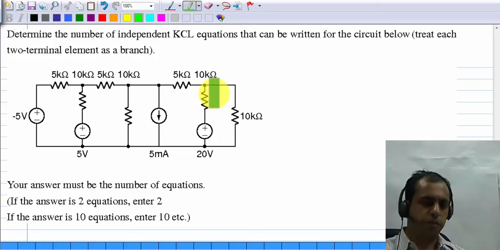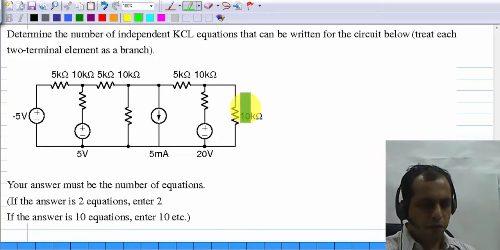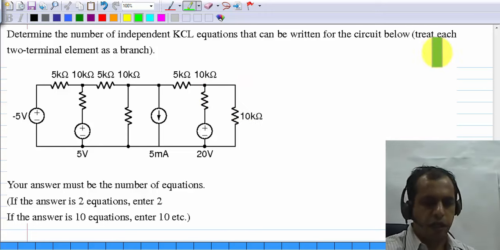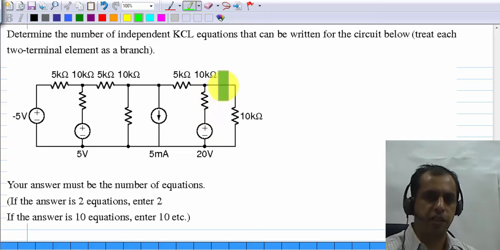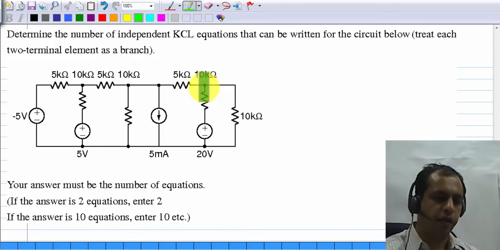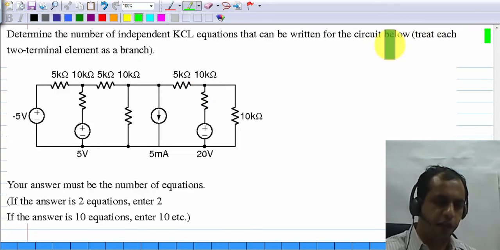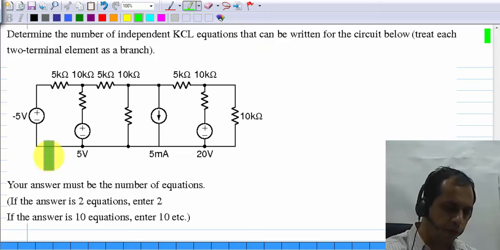And this question is just about counting the number of nodes. How many nodes do we have? You are asked to consider each two terminal element as a branch, because in some cases you could consider the series combination of these two as some sort of a complex branch, but in this case we are only looking at simple elements, and every two terminal element is a branch. So how many nodes do we have?